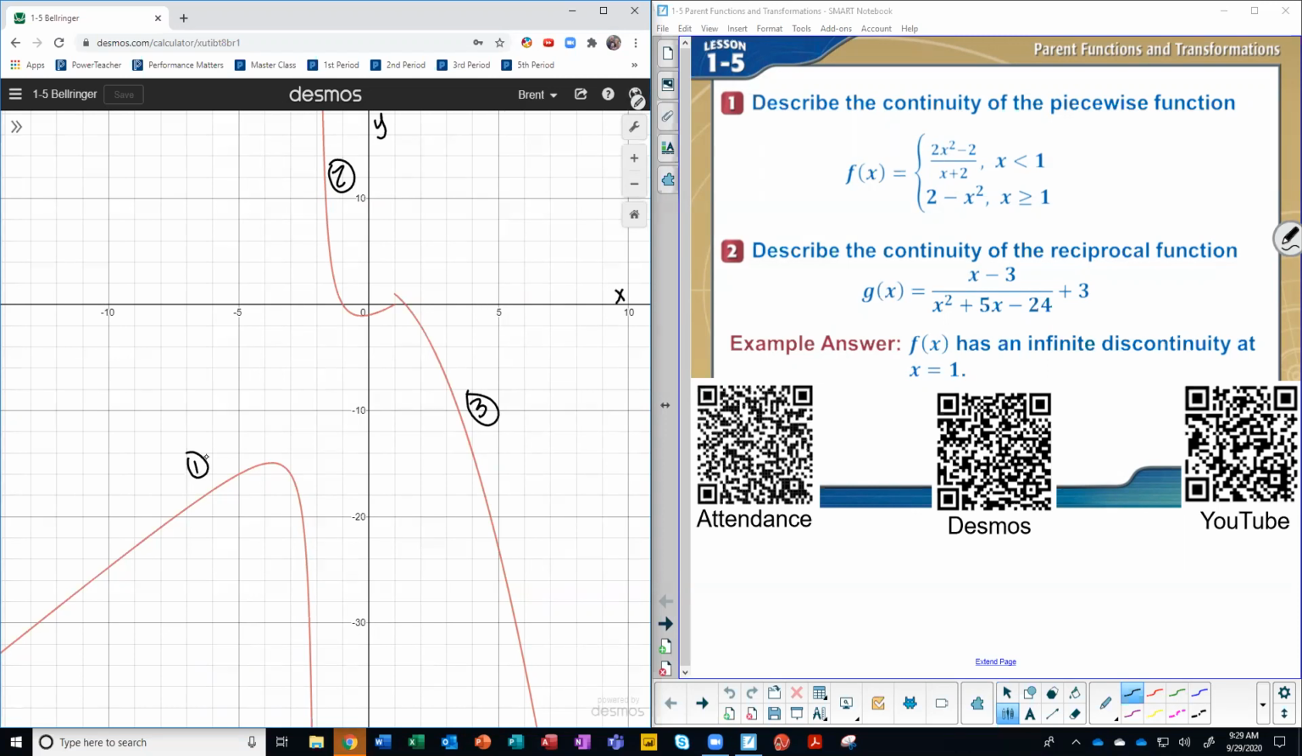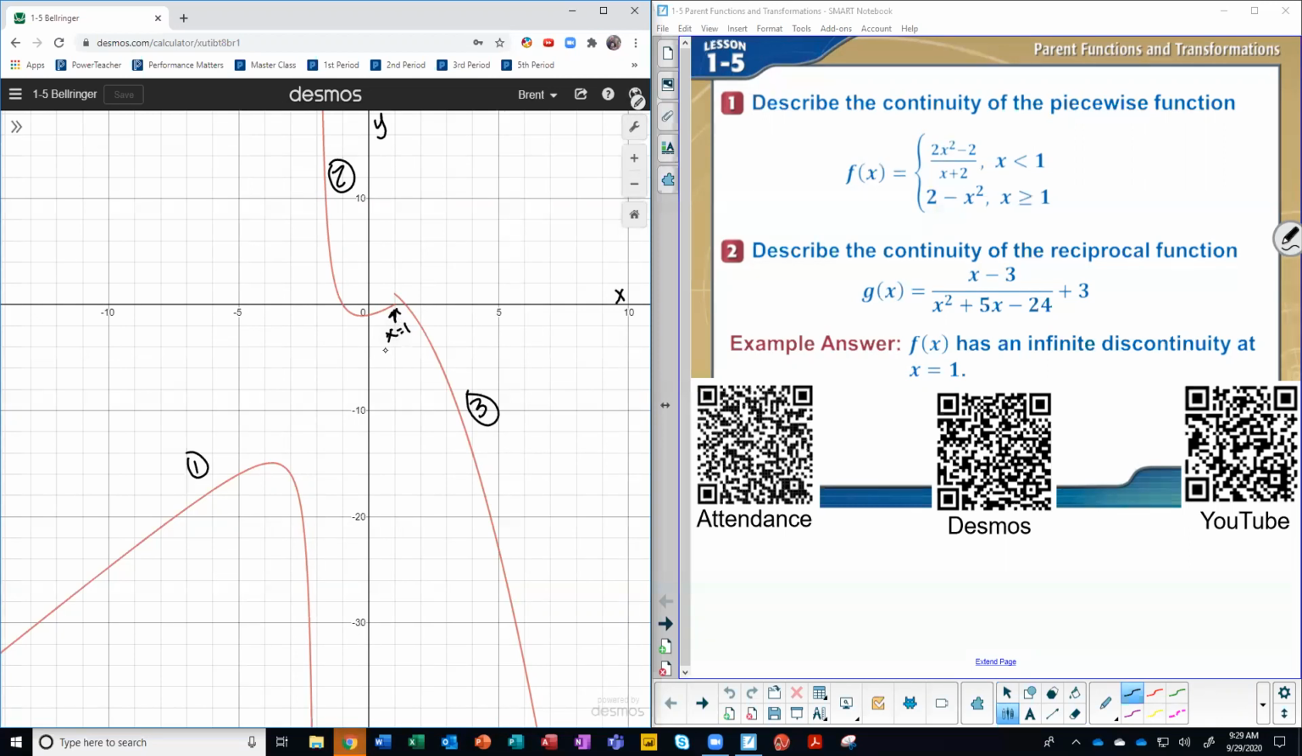So I hear 1, and I agree that at x equals 1, there is a break right there. I do agree with that. However, that would not be what I would call the first break. That would be what I would call the second break.